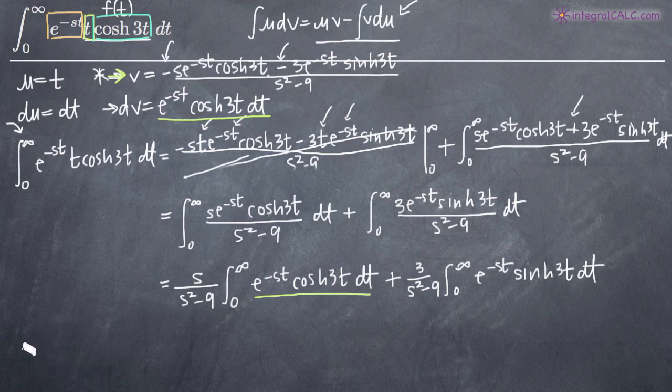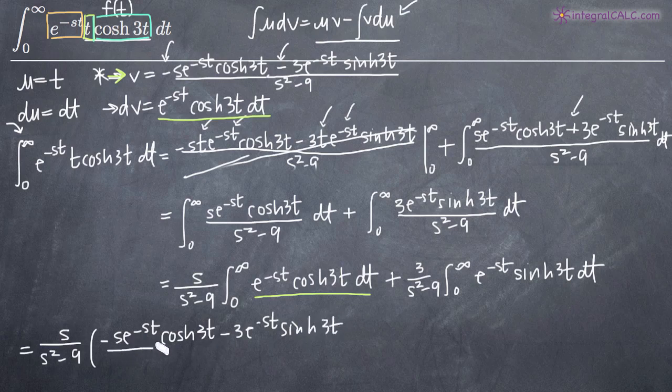We'll get, and let me go ahead and write it over here so I've got more room, s over s squared minus 9 times, we'll go ahead and plug in v here, so negative s e to the negative st cosh of 3t minus 3e to the negative st hyperbolic sine of 3t over s squared minus 9. And we're going to be evaluating that on the range 0 to infinity. Okay, so we'll do that.